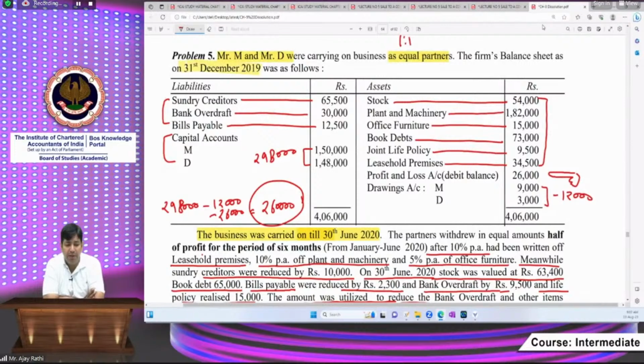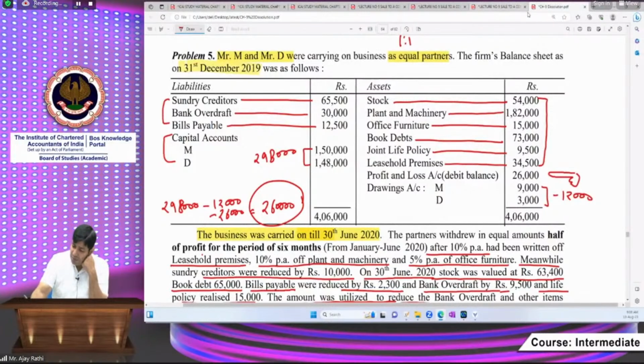I am waiting, beta. Swati, Komal, Rajiv, Sunil, Kriti, Harshit, Harish, Dikshita, and all the rest of the students. Harshit, your name has gone upper side in the chat box. Clear, sir? Yes, sir. Okay. Yes, sir. It's clear.